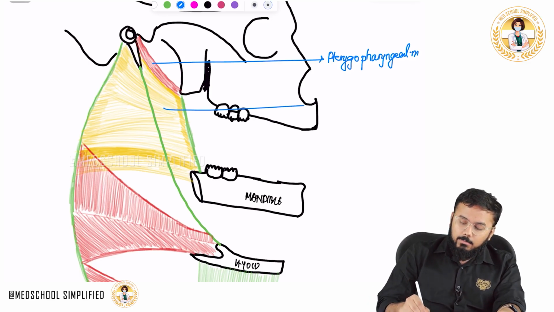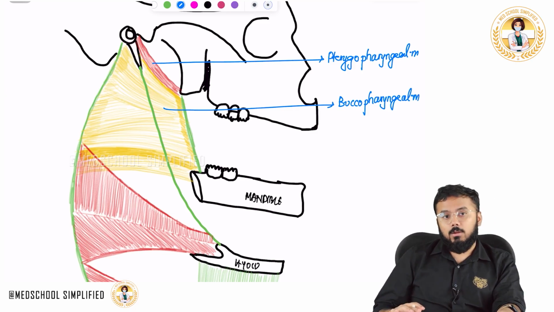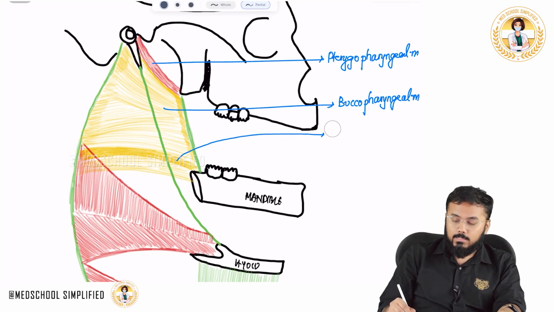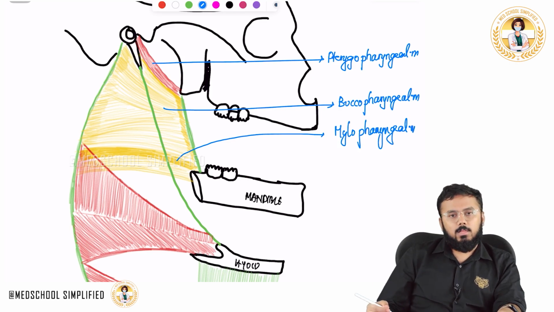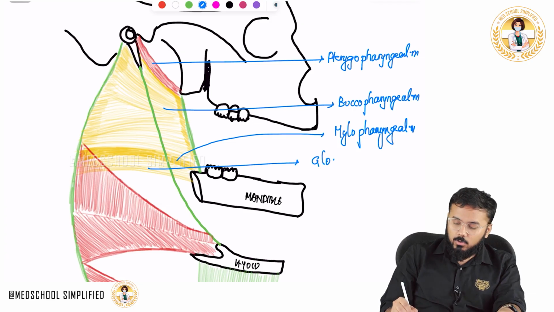After that, you see another muscle down here. This muscle is called the buccopharyngeal muscle. So pterygopharyngeal muscle, next is your buccopharyngeal muscle. After that, this part of the muscle which you can see over here is called the mylopharyngeal muscle. After the mylopharyngeal muscle, the last part which you can see here is called the glossopharyngeal muscle.